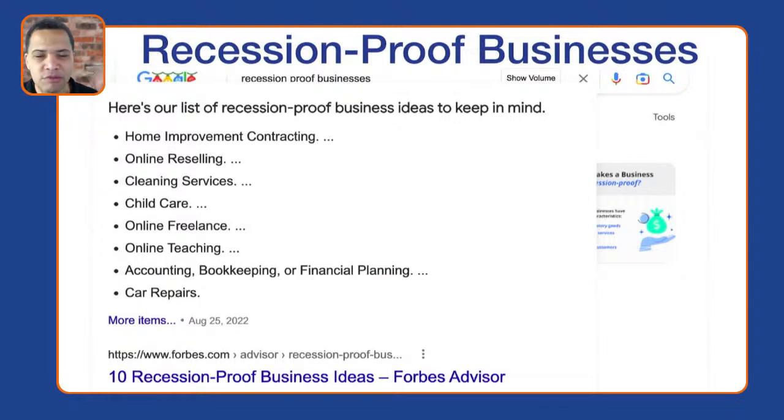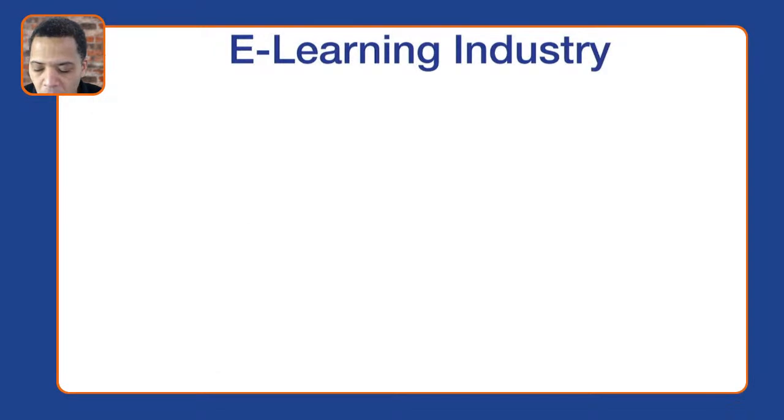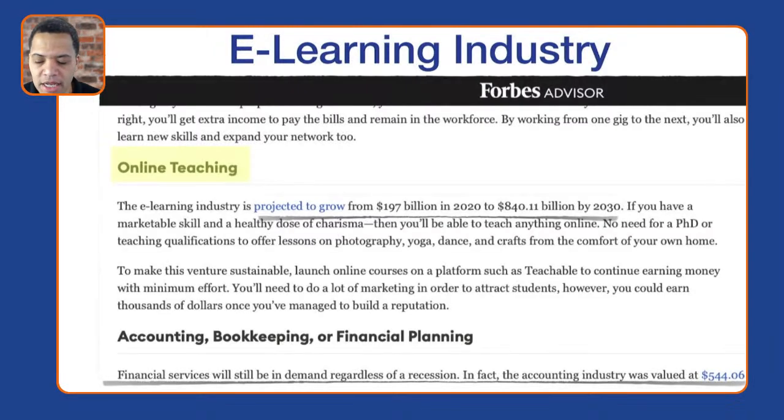Kind of touched on those before, but guess what stood out to me? You guys probably guessed it already, right? Because it's kind of in the topic of what we're talking about today. It's online teaching. Online teaching stood out to me, guys. And why is that? Right here, I'm going to show you why. I opened up that article, and here's what I read in that article. In the e-learning industry, here's what Forbes has to say about this: the e-learning industry is projected to grow from 197 billion in 2020 to 840 billion by 2023.